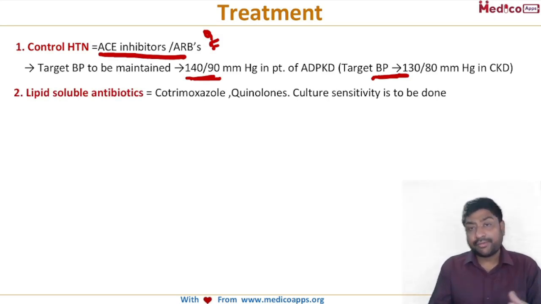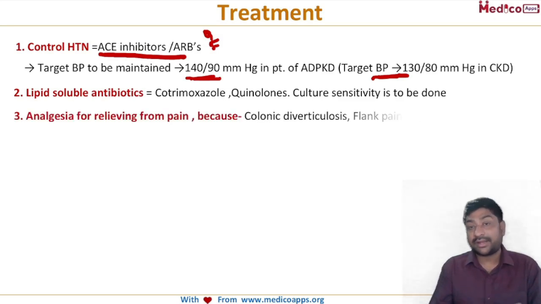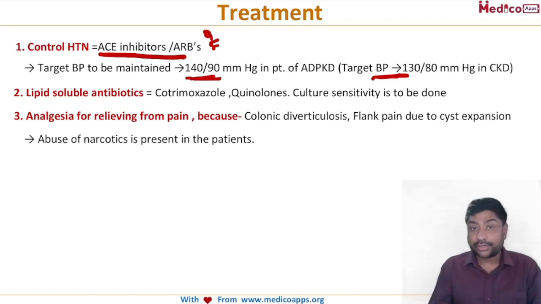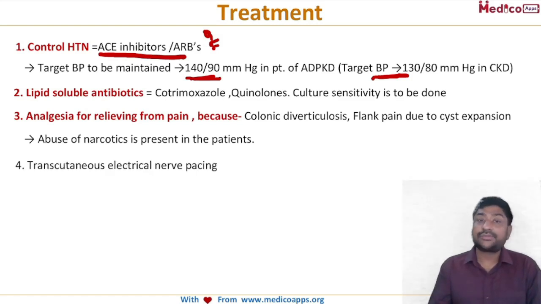Because these patients have recurrent UTI, we can use antibiotics, especially lipid-soluble antibiotics like cotrimoxazole, quinolones, and we will go for the culture sensitivity. A lot of these patients will have very huge pain, so analgesia has to be given like tramadol. Remember, there is no role of carbamazepine or pregabalin in these patients because primarily the pain is very high and it is not neuronal so much. A lot of these patients may have abuse of narcotics also because of the pain, so they will keep on taking painkillers. If nothing works, we can go for transcutaneous electrical nerve stimulation, which will decrease the sensation of the pain.